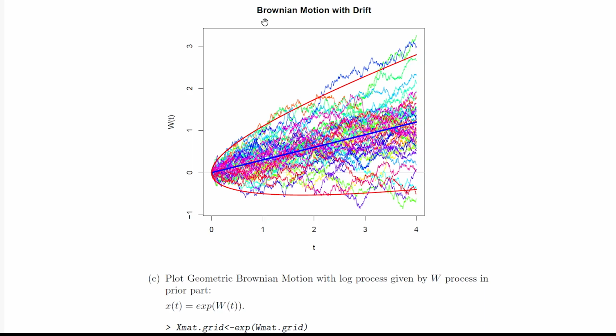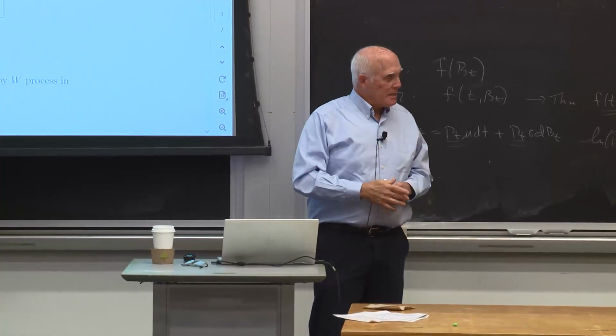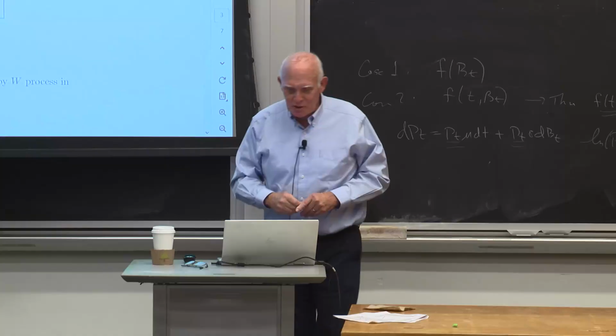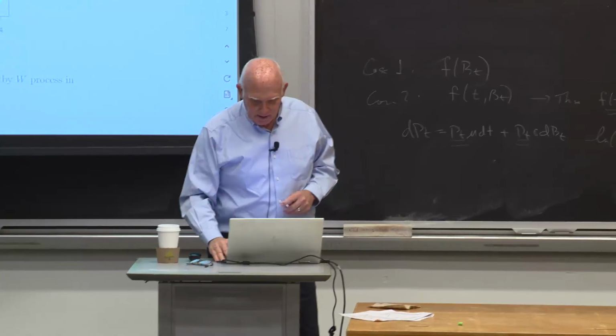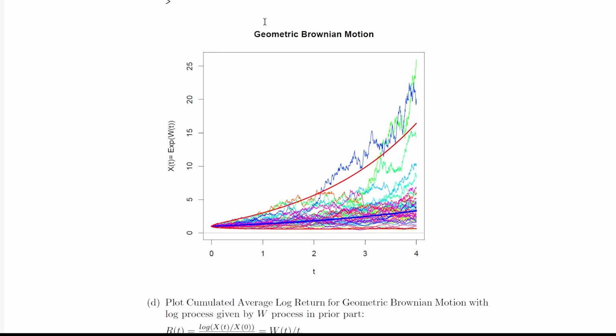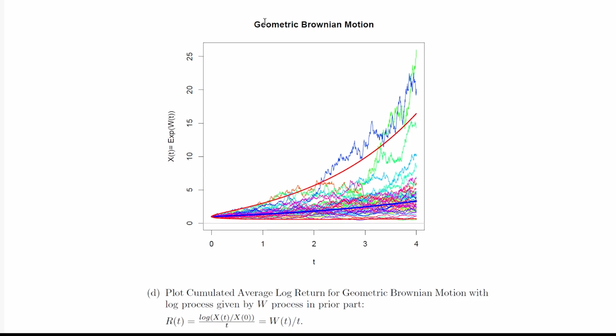And before doing this, I'd like everyone to think about how this set of paths is going to transform when we take the exponential of them. So basically the exponential of Brownian motion with constant drift and variance. Well, here's the geometric Brownian motion. And I've drawn the same blue line and the same red lines as for the Brownian motion, and how that translates to the exponential scale.